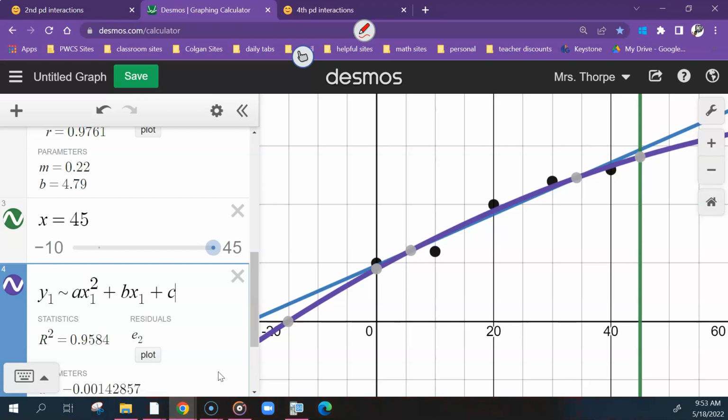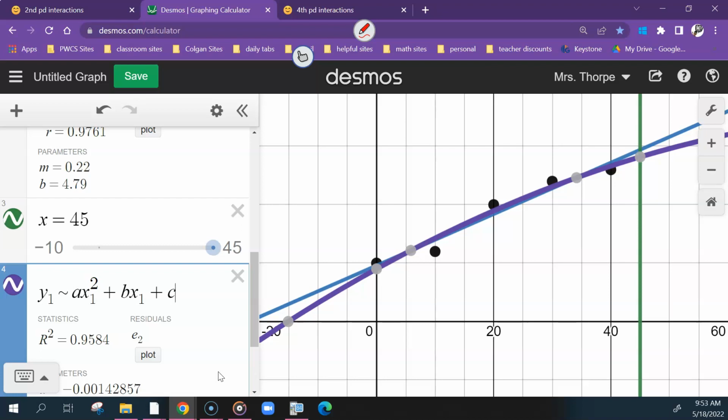Wait, so is the slider always going to be at 45? No, I put x equals and typed in 45 and it did that. Is the second equation the quadratic? You have to know both of them. But if you know the standard equation for a quadratic, same thing.